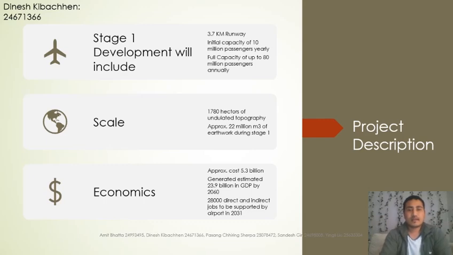The Australian government has committed 5.3 billion in equity over a span of 10 years. The airport will help to generate GDP of 23.9 billion by 2060. Also, by 2031, it will help to generate 28,000 direct and indirect jobs.